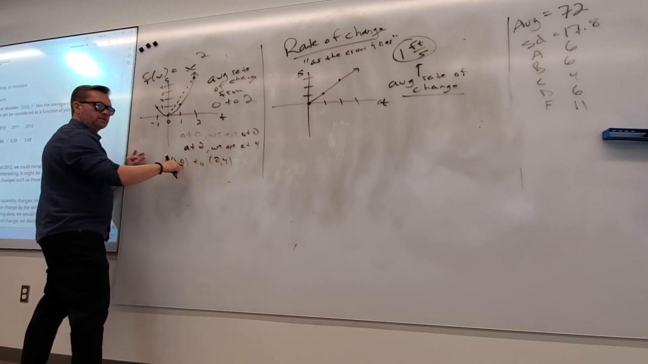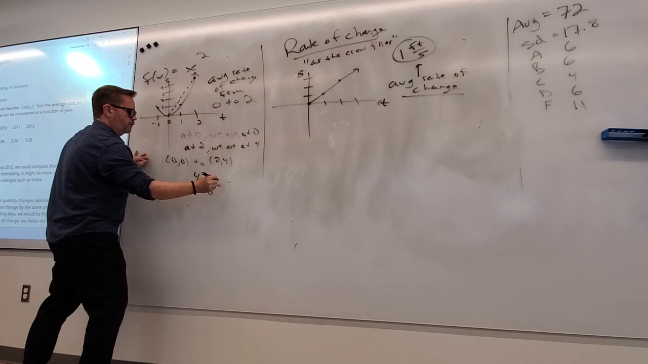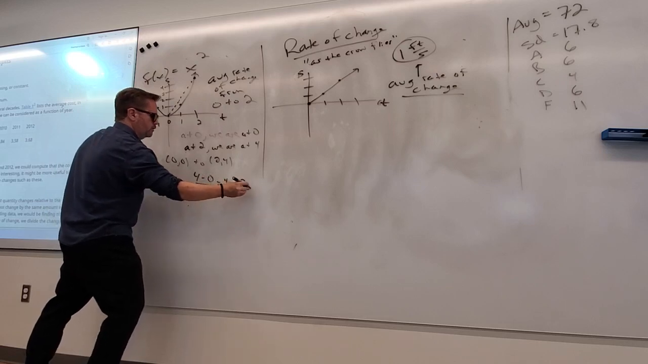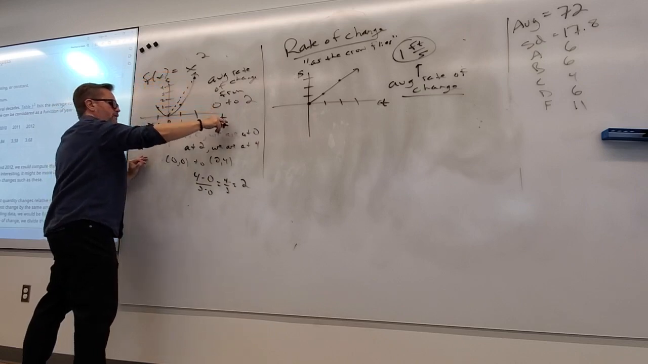And do you see how it's really just the slope? 4 minus 0 over 2 minus 0. 4 over 2 is 2. And with the units I gave us, it would be feet per second.